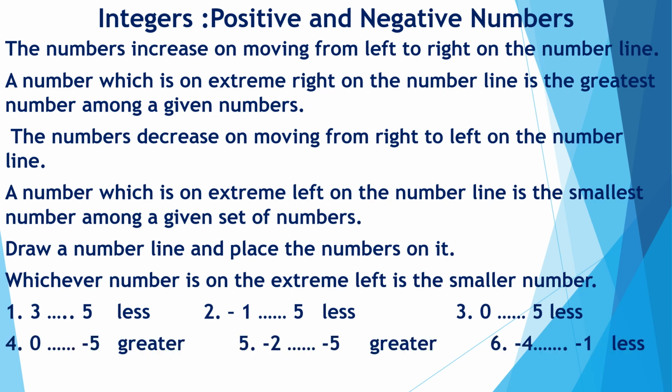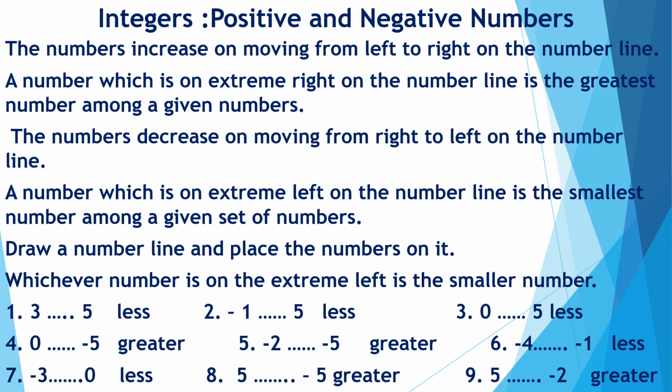0 and -5. Now 0 is to the right of -5 and -5 is to the left of 0. So 0 is greater than -5. Now -2 and -5. -2 is to the right of -5. So -2 is greater than -5. -4 is to the left of -1. So -4 is less than -1.